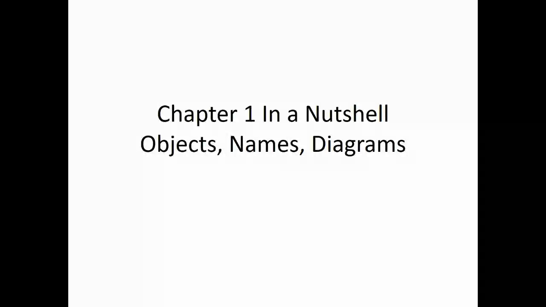In a nutshell, that just means it's a summary. The topics here are objects, names, diagrams. I will talk about the kinds of objects that we study in this class. I will talk about how we name them, and the kinds of diagrams that we draw for them. In the next chapter, we will talk about the all-important concept of inference. And then in chapter 3, we will talk about the concept of proof, and we will give our first proofs.